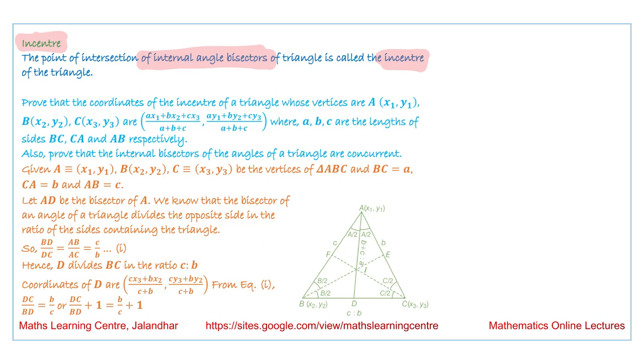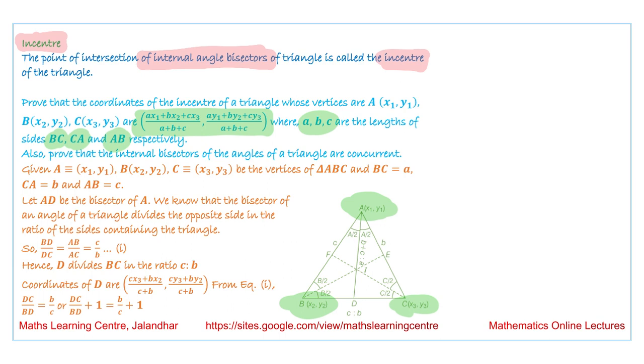Now suppose we have a triangle whose vertices are A, B and C, with coordinates (x1, y1), (x2, y2) and (x3, y3), and we have to prove that the coordinates of the incenter are given by (a x1 + b x2 + c x3) divided by (a + b + c), and the y coordinate is (a y1 + b y2 + c y3) divided by (a + b + c), where small a, b, c are the lengths of sides BC, CA and AB respectively.